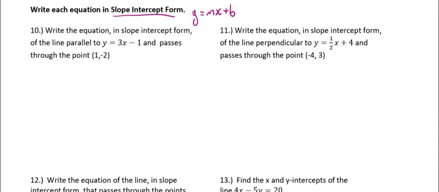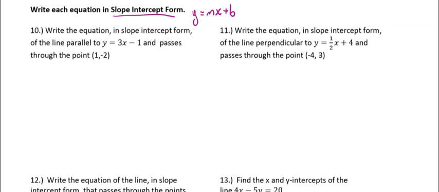So I have to gather information. I need the slope, all right? And if I want to go right to slope-intercept form, I need the y-intercept, all right? If I don't have the y-intercept, if I'm given the slope and a point, I'll use point-slope form instead. So if I look at this first one, it says write the equation in slope-intercept form of the line that's parallel to y equals 3x minus 1 and passes through the point 1, negative 2.